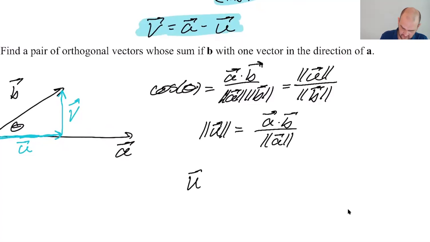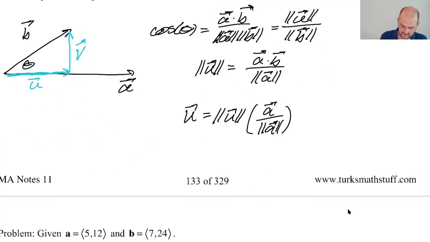So u, the actual vector, is the magnitude of u times the unit vector in the direction of u, which is a unit vector of a over the magnitude of a. We'll use a calculator on that.